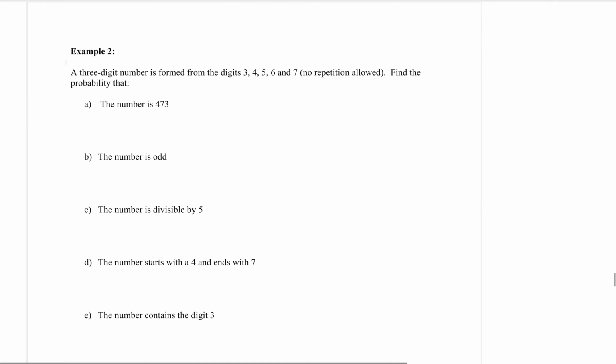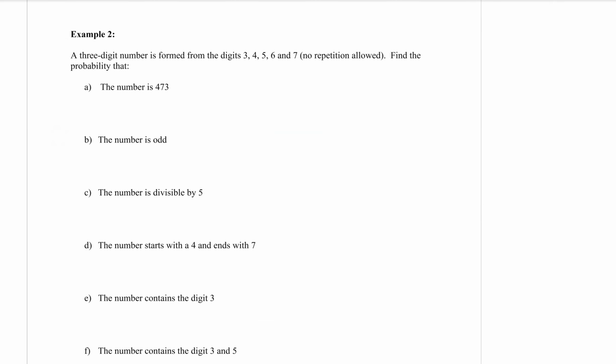Example 2. A 3-digit number is formed from the digits 3, 4, 5, 6, and 7. No repetition is allowed. Okay, so once a digit has been used, we can't use it again. Find the probability that the number is 473. Now, 473 is just 1, because it is 1 very specific number. It is 1 of the possibilities.